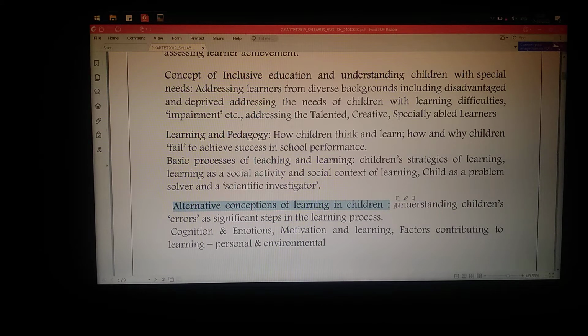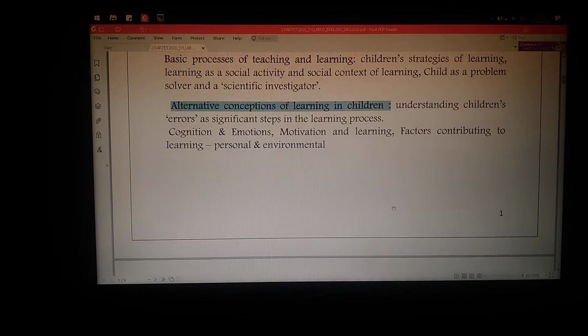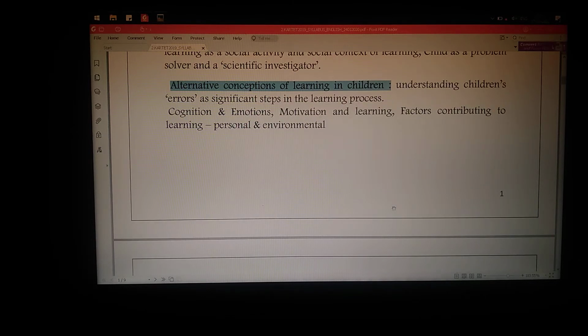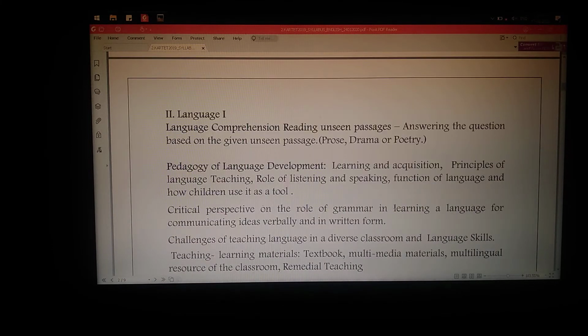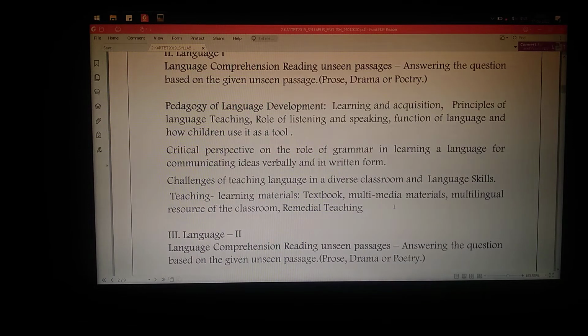This is about understanding children's errors, significant steps in writing, and in talking and speaking, such as stammering speech, and about their socialization. This also includes the socialization of children: if they are isolated, why they are isolated, and their emotional and cognitive levels, which you have to study in this area. Next is language and language comprehension, reading, and unseen passage. I have already told you about this.